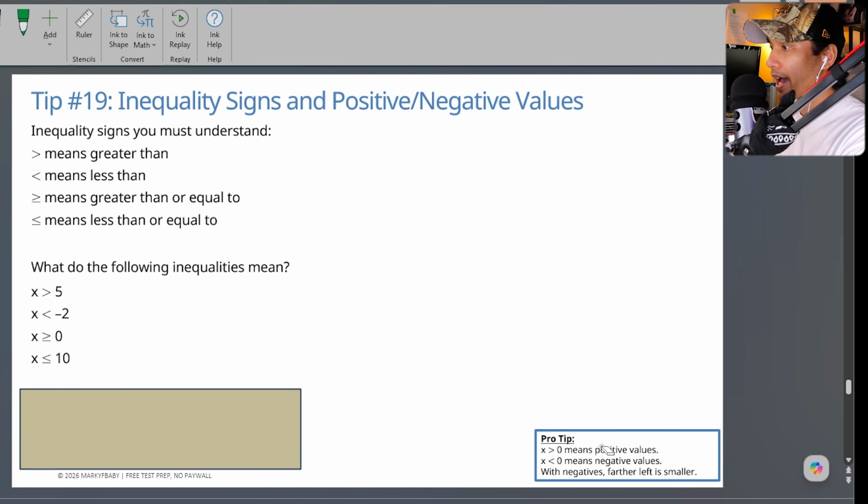Pro tip: x greater than 0 means positive values. X less than 0 means negative values. With negatives, farther left is smaller. And you know that from the other skills.